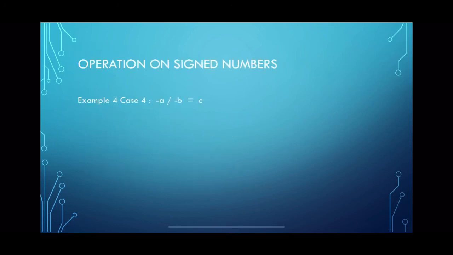For example number 4, case 4, we have negative A divided by negative B is equal to positive C. For number 1, we have negative 8 divided by negative 2 is equal to 4, where A is equal to negative 8, B is equal to negative 2, and C is equal to 4. For number 2, we have negative 12 divided by negative 4 is equal to 3, where A is equal to negative 12, B is equal to negative 4, and C is equal to 3.